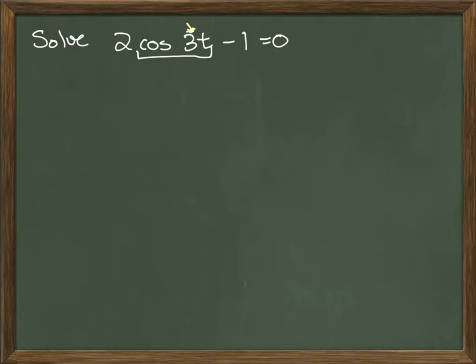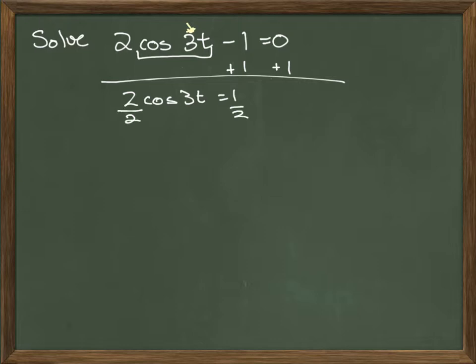What is the first step? You want to get the cosine 3t by itself. You add the 1 to cosine 3t equals 1, and then what do you do? Divide by 2, and you get the cosine of 3t equals 1/2.